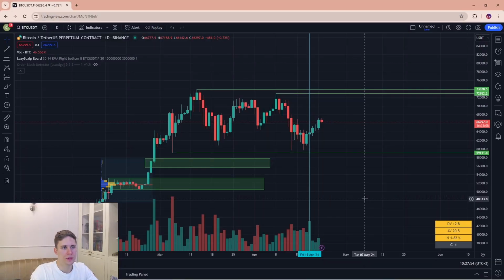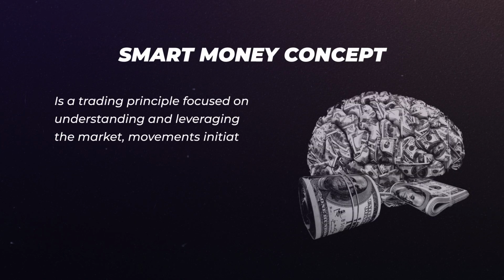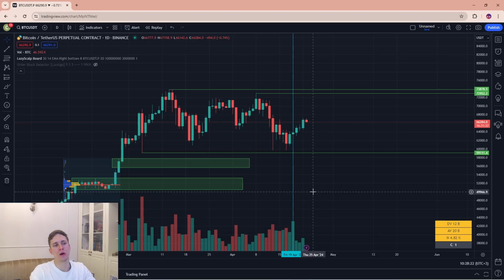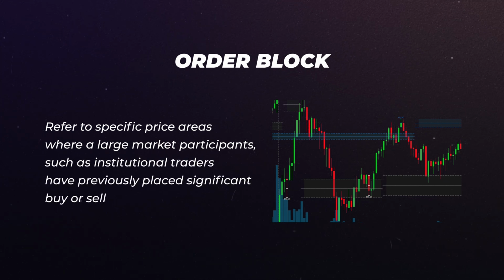The smart money concept is a trading principle focused on understanding and leveraging the market movements initiated by institutional investors, not retail, such as banks and hedge funds. This concept in fact includes many strategies, all the aspects that imply trading along with huge capitals. But today we are talking about smart money in the context of smart zones trading, and I took order block as example. Order blocks refer to specific price areas where large market participants, such as institutional traders as I said, have previously placed significant buy or sell orders.